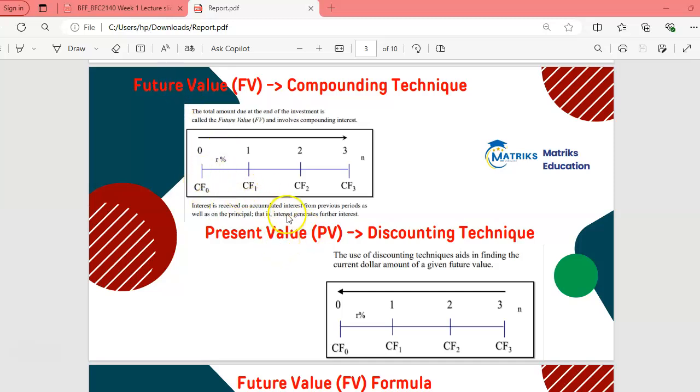Okay, and every year you will get a different cash flow. CF is cash flow. For example, in CF1, you will get the total amount of money based on the interest rate for 1 year only. But in cash flow 2, you will get a total amount of money with the interest rate for 2 years. That's the concept of future value.